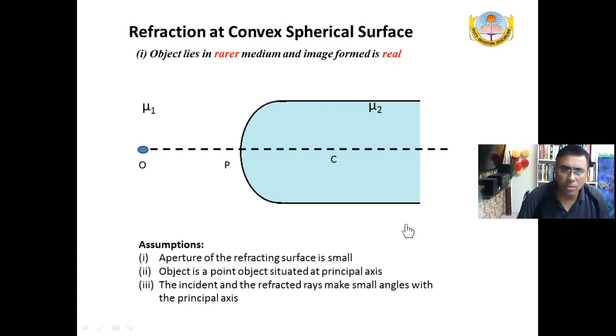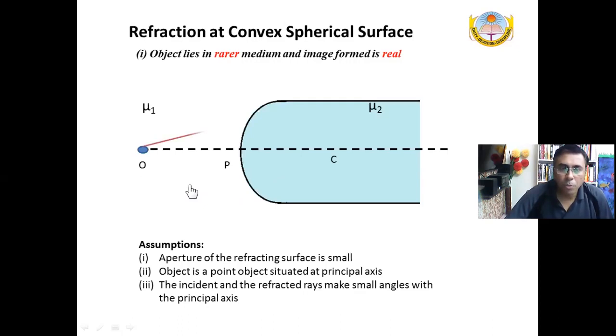Okay, now since the aperture of the refracting surface is small, obviously those angles would also be small. So the figure which you are seeing over here is basically an extended form of the real figure. In one way, what we have done is we have compressed the figure laterally, and we have elongated the figure. Okay, so now let's begin.